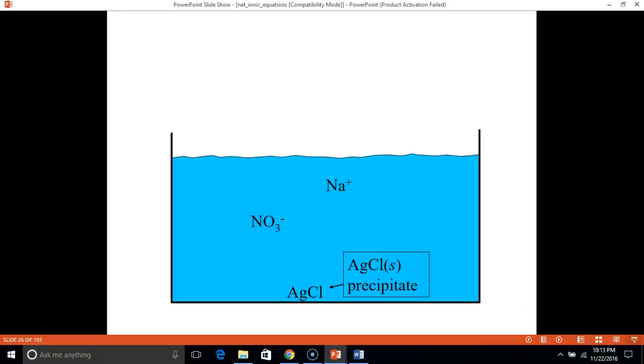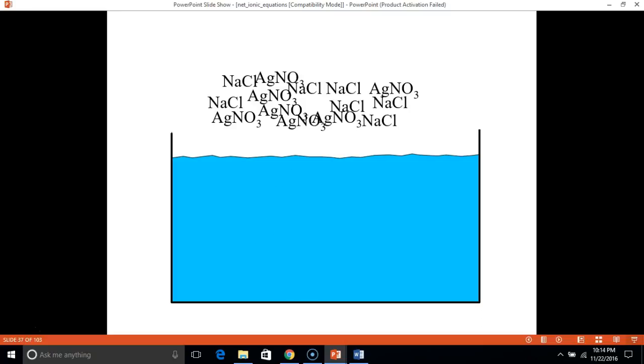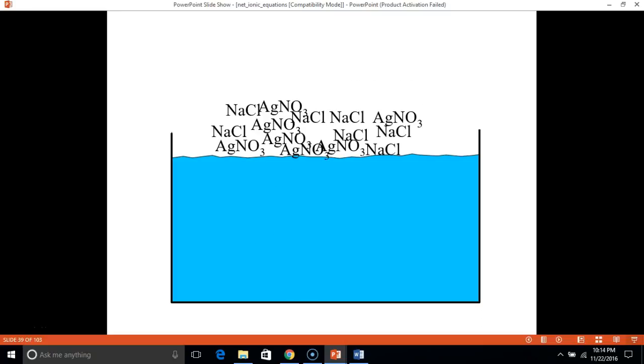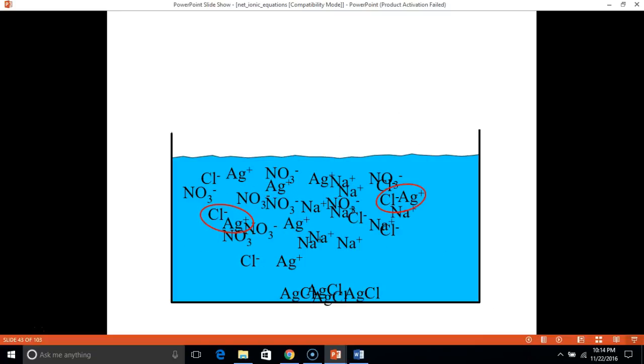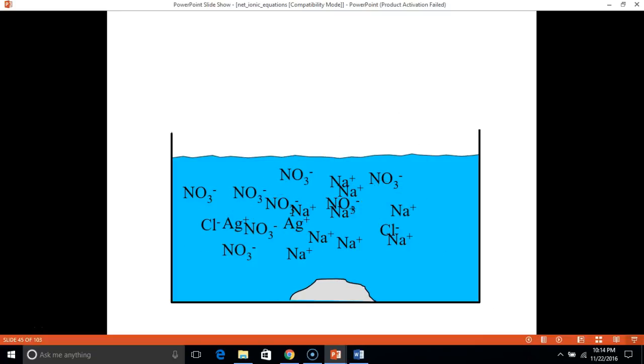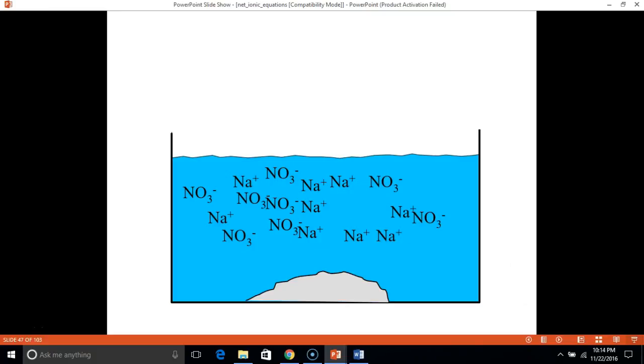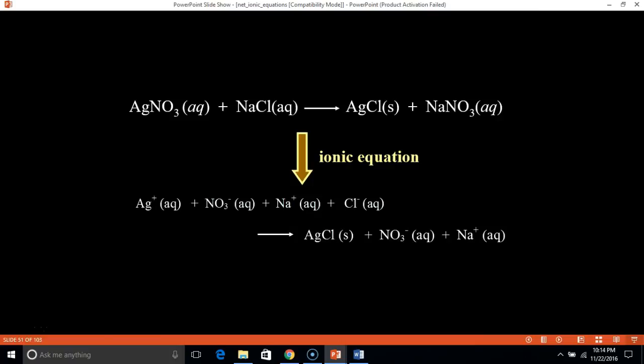Eventually, you see something like silver chloride forming, a precipitate, a solid that forms, because those two together will not dissolve in water, and so they stick together. When sodium hits nitrate, those two do not form a precipitate, and they just continue to float around in the solution. If you add a whole bunch of them, a bunch of silvers find a bunch of chlorines, a bunch of sodiums just keep floating around, and then you end up with a pile of silver chloride.